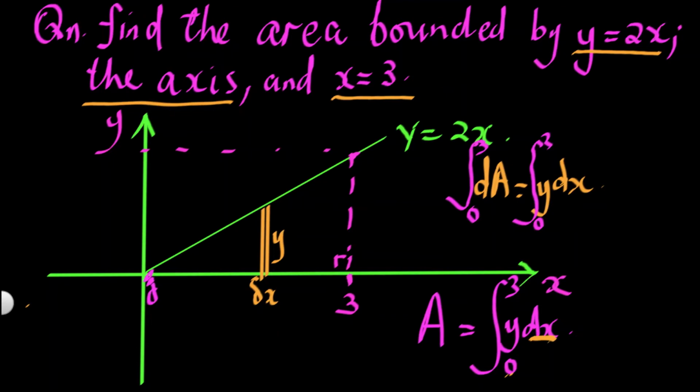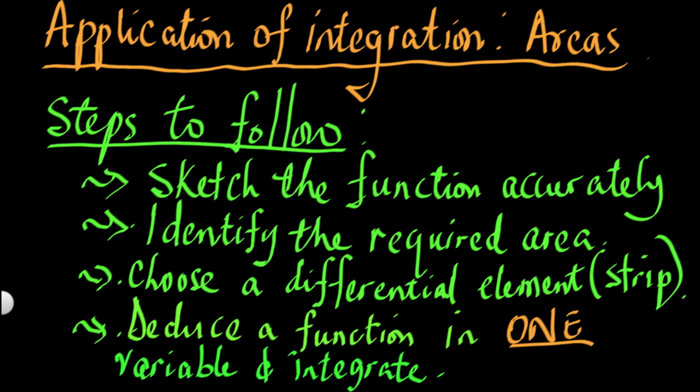Let me go back to the steps so that you understand where we are. Now we are here. We did the sketch. We identified the required area. We chose our differential element, the strip. We did that. Then we have now to deduce a function in one variable. So in this case, the function should be in terms of x so that we can integrate it in terms of x. Simple, right? Straightforward, right? Yes, this is what we have to do.